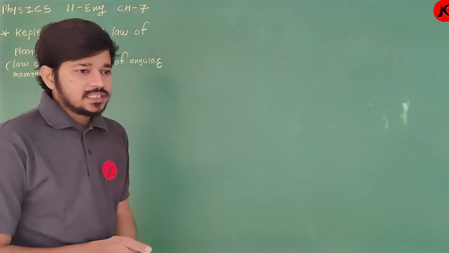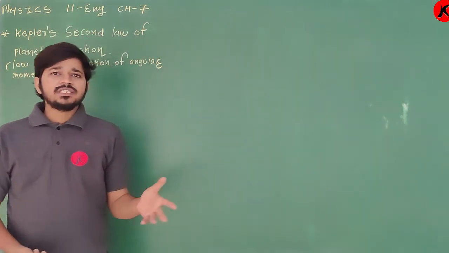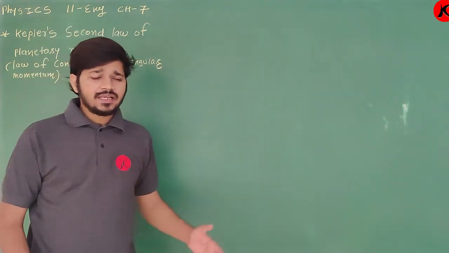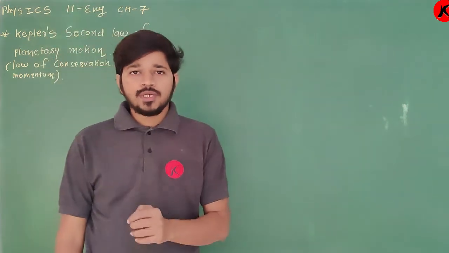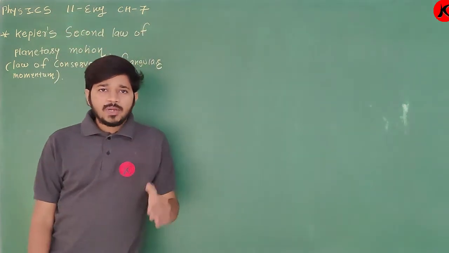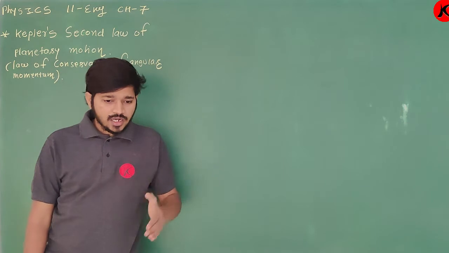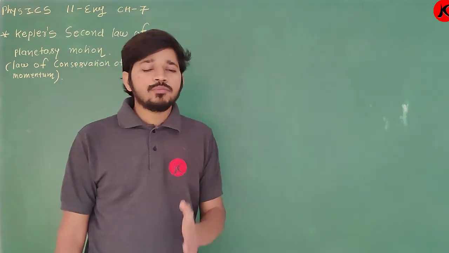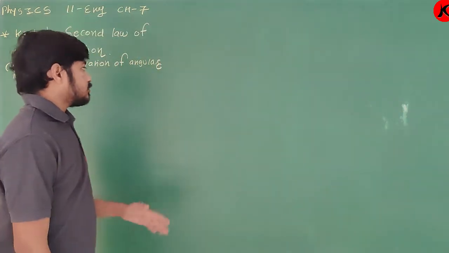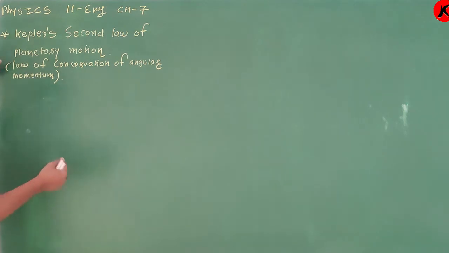Kepler, yes. The next chapter is gravitation. We will study gravitation. There are three laws of Kepler. First law: all planets are revolving around the Sun in elliptical orbits. And the second law, that we will prove here. What is the second law?